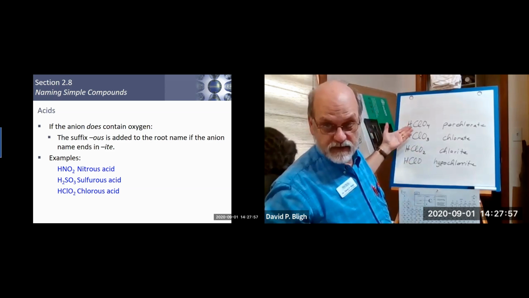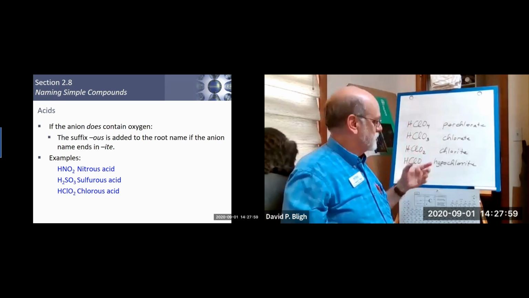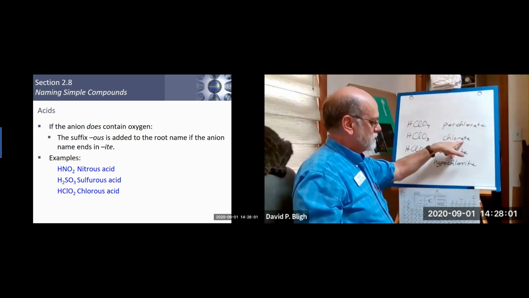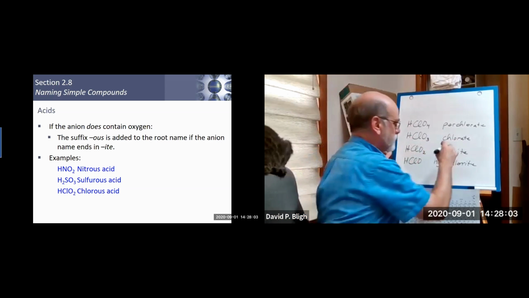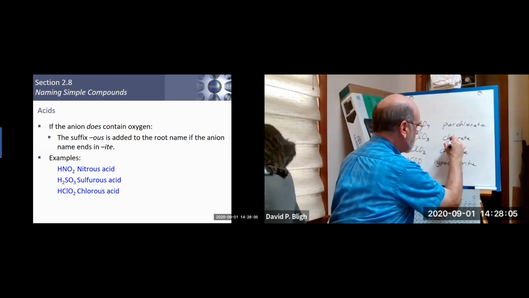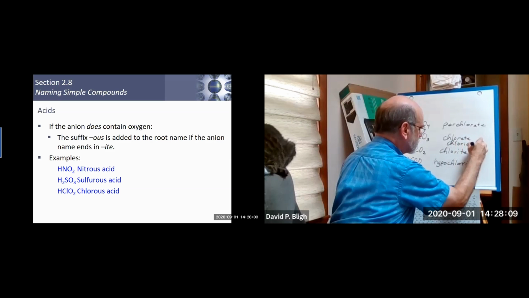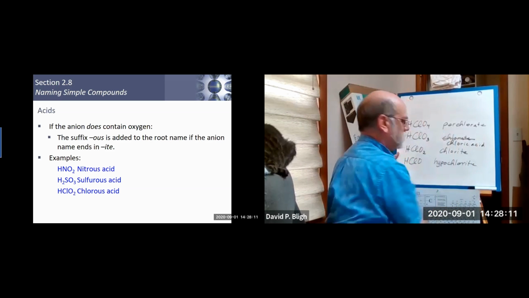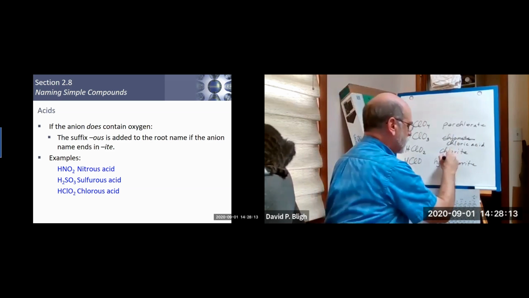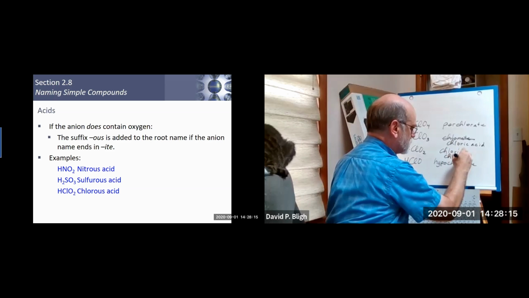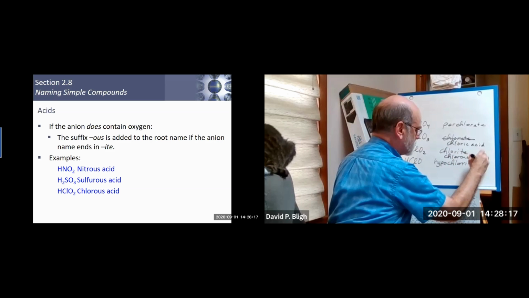Now we have our acids. How do we name them? Well, this one's easy, right? We did that one already. So this is chloric acid. This one is chlorous acid.